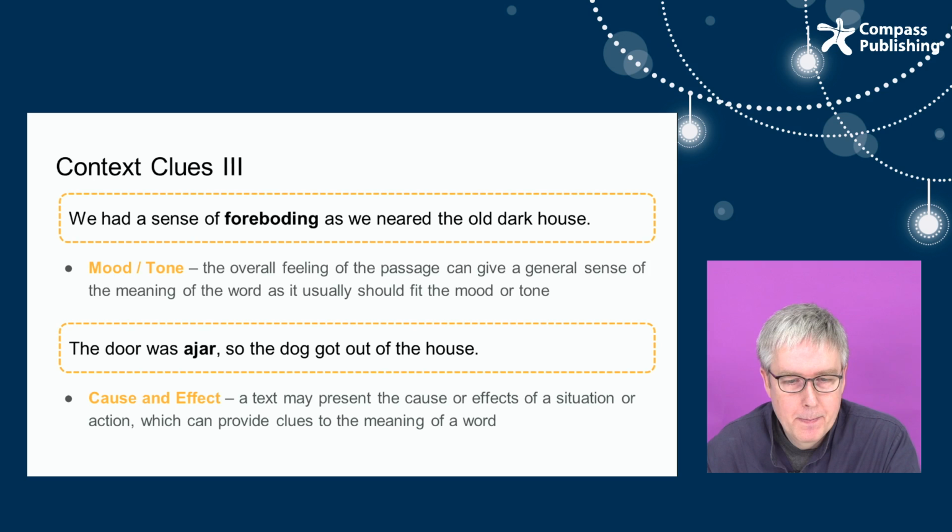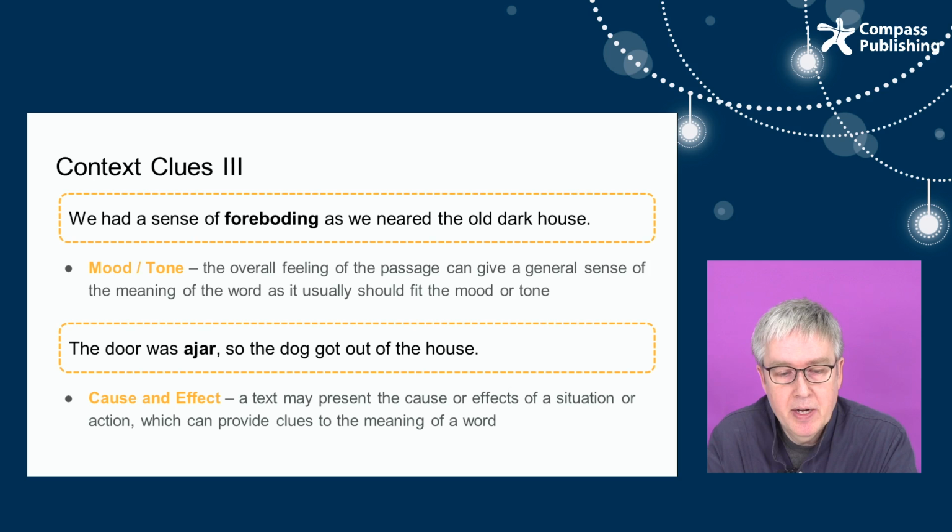So, mood or tone. The last context clue I wanted to focus on was cause and effect. Sometimes we see in a passage or in a sentence cause and effect relationships that we can use to help us understand the meaning of an unknown word. For example, the door was ajar, so the dog got out of the house. In this case, we understand the meaning of the effect, but the unknown word is in the cause.